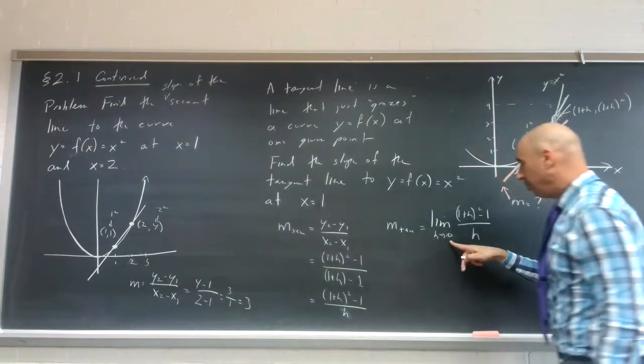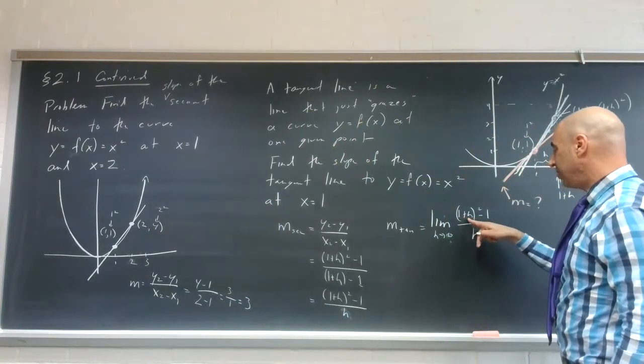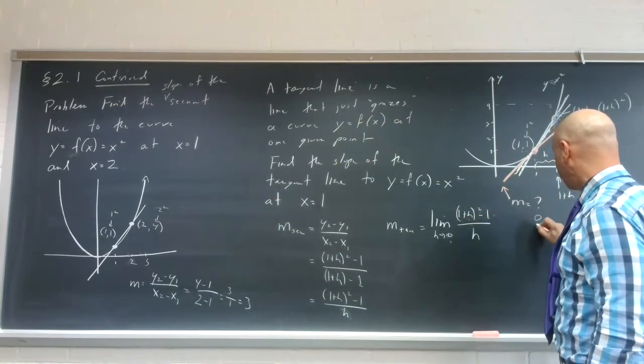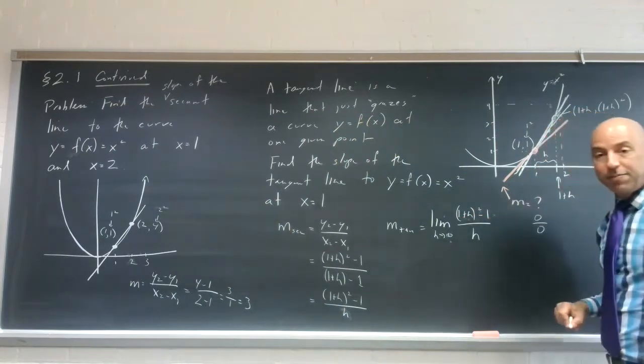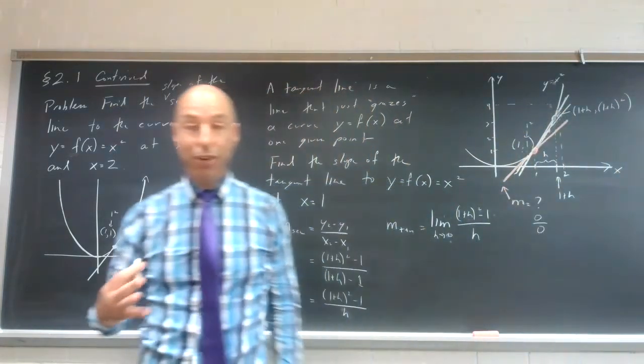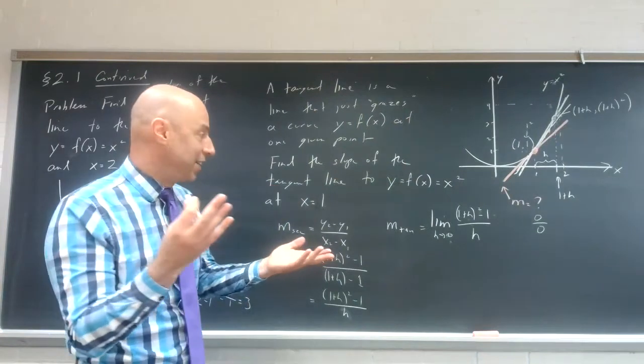Now, unfortunately, I can't just go ahead and evaluate this limit directly. If I try to put in h equals 0 directly, I end up with 1 plus 0, that's 1 squared, 1 squared is 1, minus 1. I end up with 0 on the top and 0 on the bottom. Well, we know that when we get 0 over 0, we have to do some algebra. We have to do some sort of factoring and canceling.